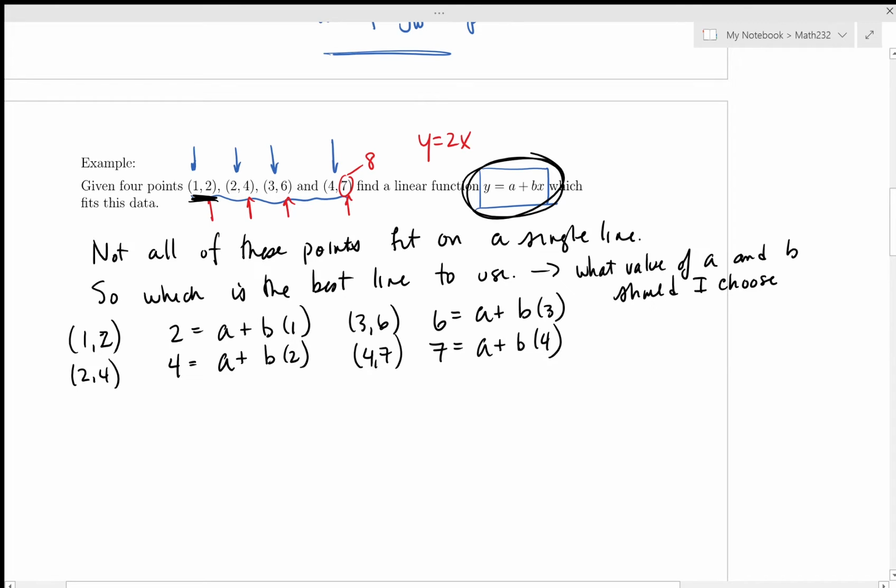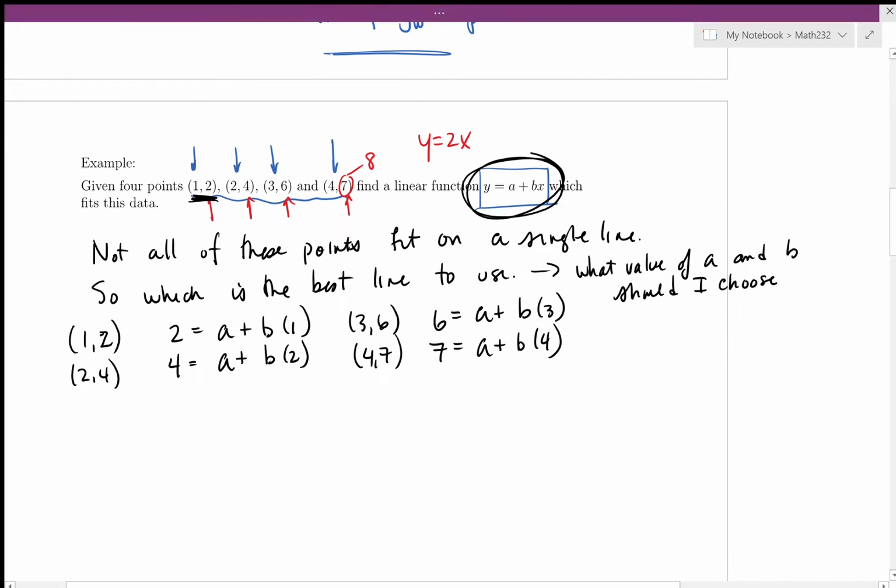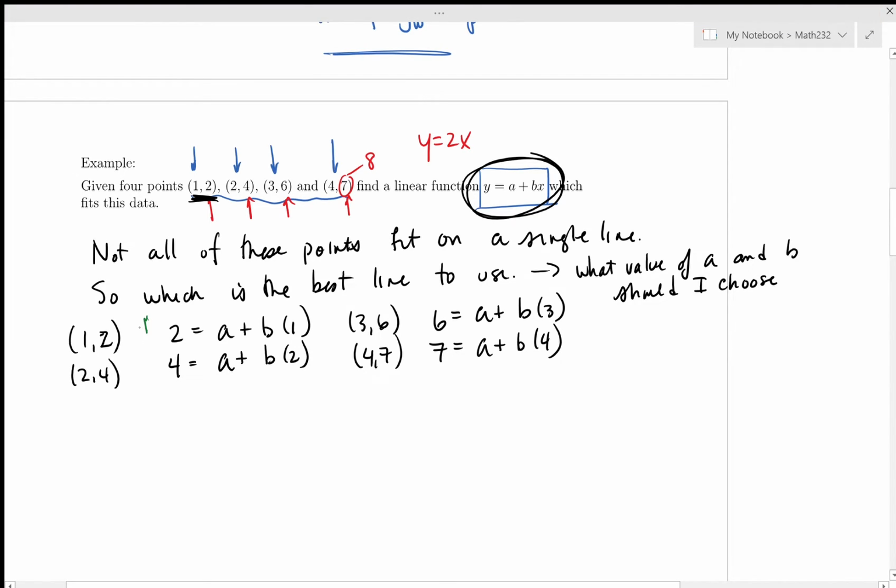Okay, what do we see here, folks? We see 4 equations and 2 unknowns. It's an overdetermined system. I've got equation 1, equation 2, equation 3, equation 4. I've got 4 equations and 2 unknowns. My unknowns here are A and B.